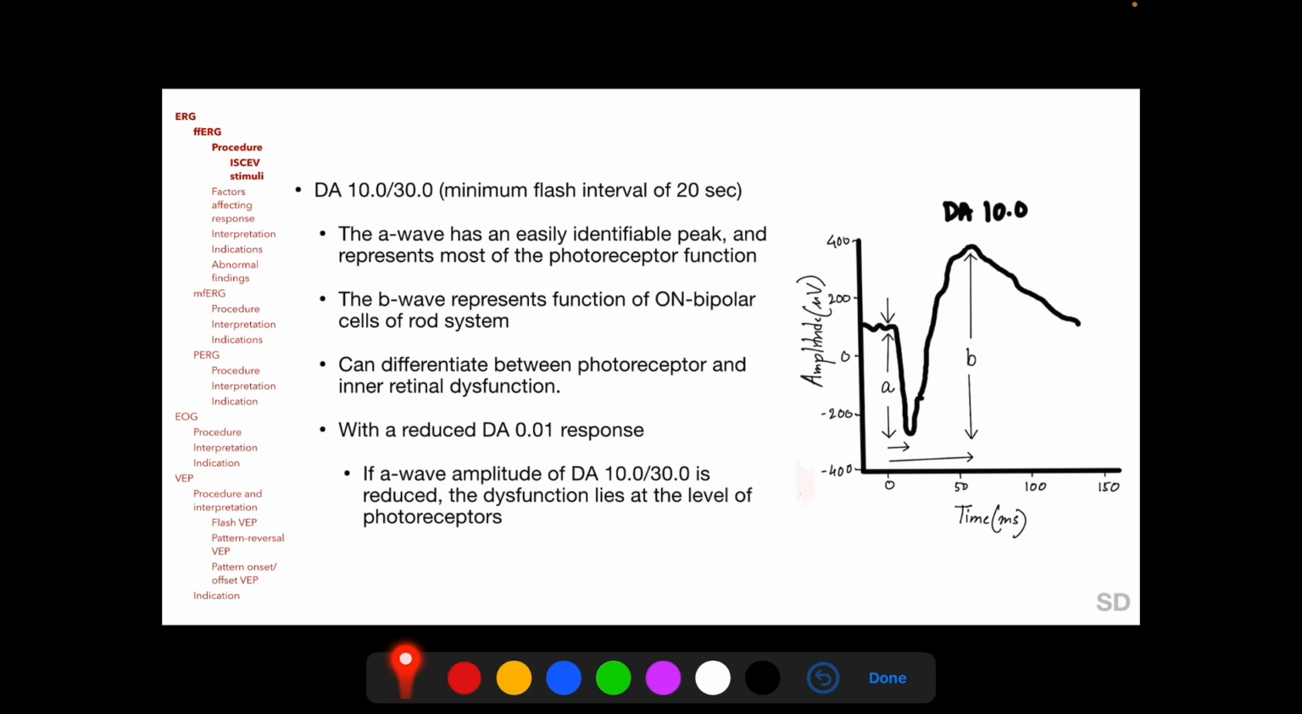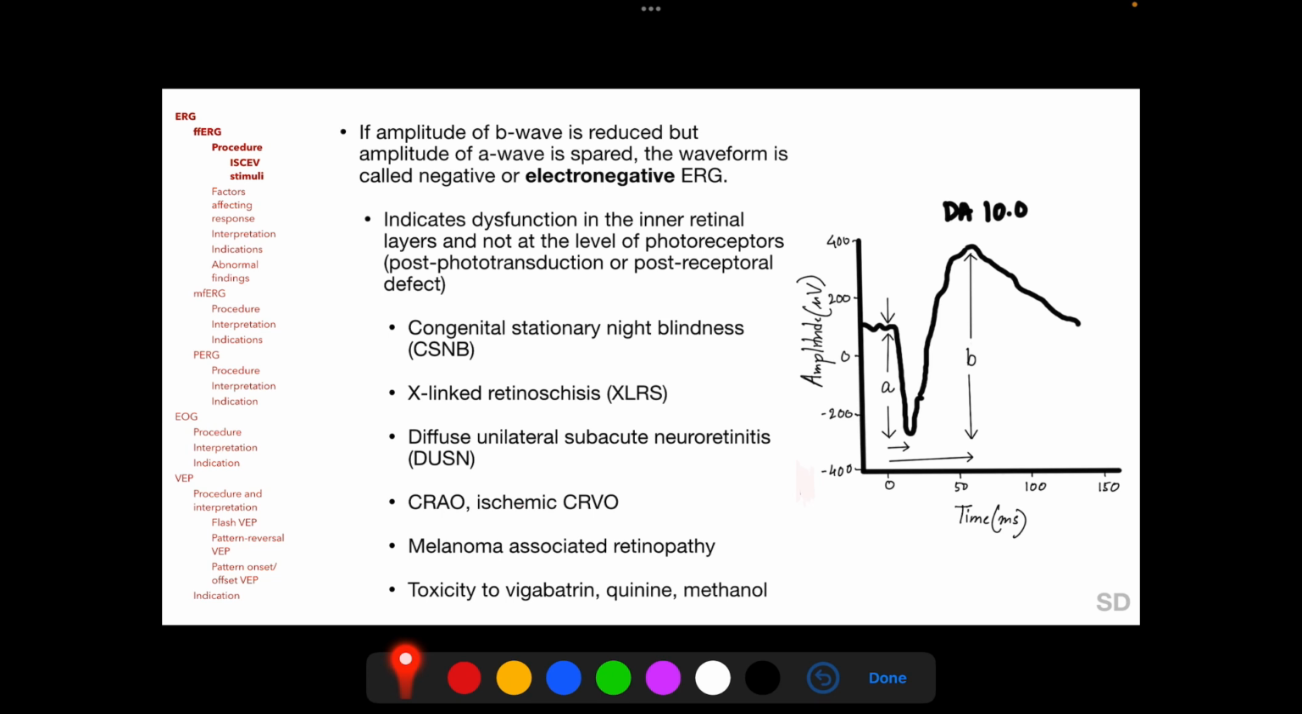So with a reduced dark adapted 0.01 stimulus response, which indicates an abnormal rod system function, if the A wave amplitude of dark adapted 10.0 intensity stimulation or 30.0 intensity stimulation response is reduced, the dysfunction can be localized at the level of the rod photoreceptors. In a patient with a reduced DA 0.01 response, if the amplitude of the B wave is reduced but amplitude of A wave is spared, the waveform is called negative or electronegative ERG, which is an important terminology in ERG and indicates dysfunction in the inner retinal layers and not at the level of the photoreceptors.